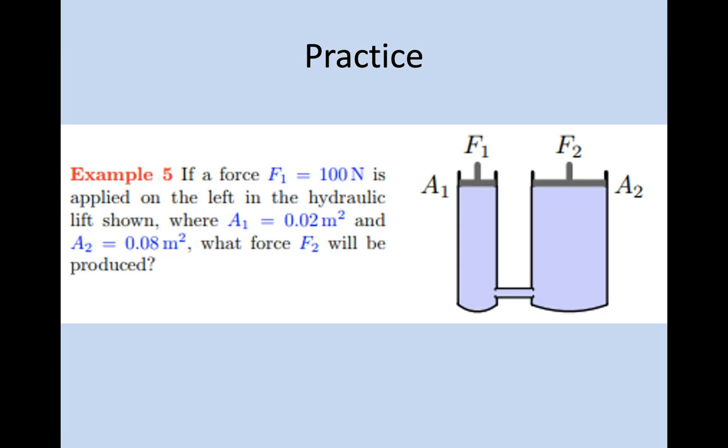All right, so I added a couple practice questions to help you get the swing of things. So let's look at this one here. If a force F1 of 100 newtons is applied on the left of a hydraulic lift, where area 1 is 0.02 meters squared and area 2 is 0.08 meters squared, what is the force that will be produced?